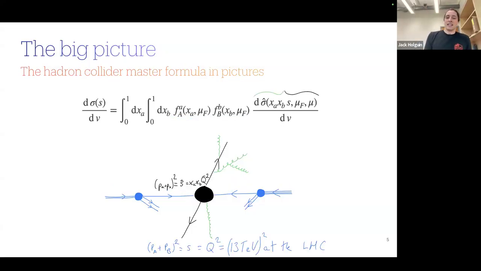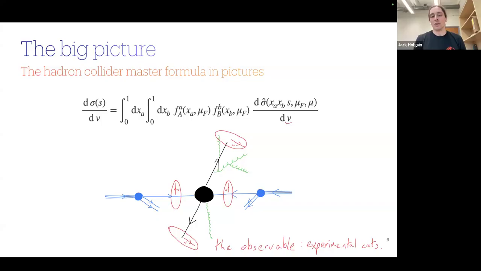Okay. And what this formula is telling us is we compute the cross-section for the scattering by convoluting these parton distributions against a partonic cross-section, which is the cross-section for the quarks or the gluons to scatter. This is at a center of mass energy squared of x_a times x_b times s, because it's lower than the overall proton center of mass, because these quarks and gluons only have a fraction of the proton momentum.